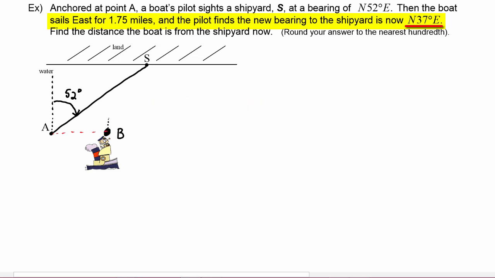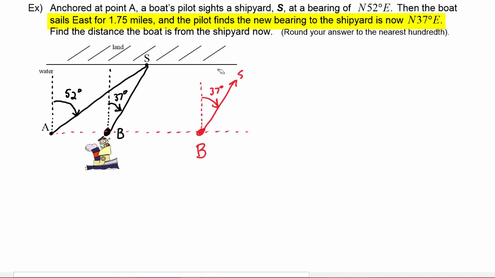So that when we do north 37 degrees towards the east, the pilot is looking at point S. So sometimes you'll start off putting a point in a wrong place, and then you'll take out your eraser and say, okay, that was wrong. I'll just erase that and get it in the right place. So now we know that as the boat was traveling east, this is the 1.75 miles.